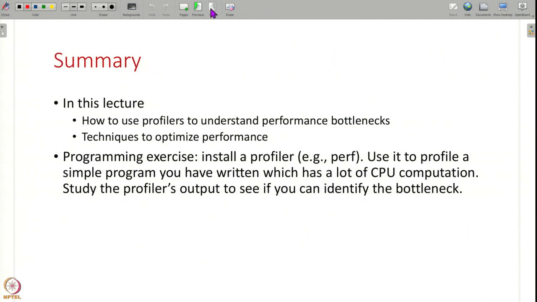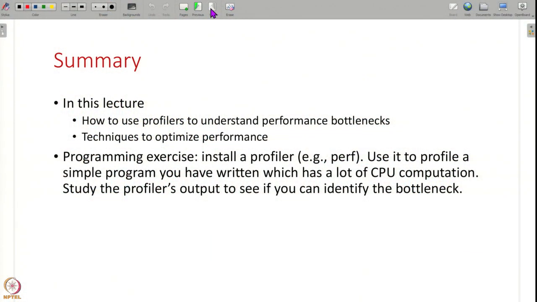So, that is all I have for today's lecture. In this lecture, what I have told you is how you can use software called profilers to understand the performance of your system and pinpoint where the performance bottleneck is, and I have described to you some general techniques that people follow in order to fix this performance bottleneck. In the next couple of lectures also, we are going to see some of these techniques like caching and scaling in more detail. Okay.